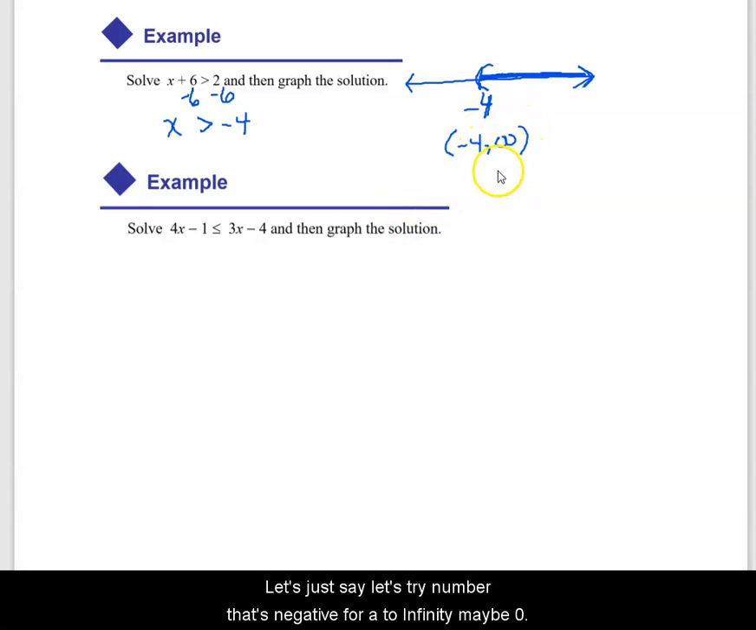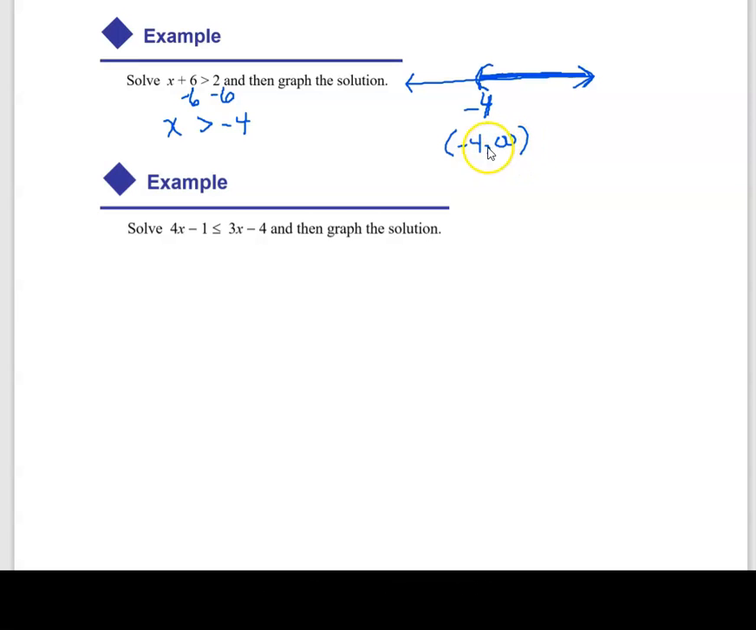Well, let's just see. Let's try a number that's in negative 4 to infinity. Maybe 0, right? 0 would be included in that set of numbers. Let's just see. 0 plus 6 is 6. Is 6 greater than 2? Yes. Okay, so I could kind of self-check.